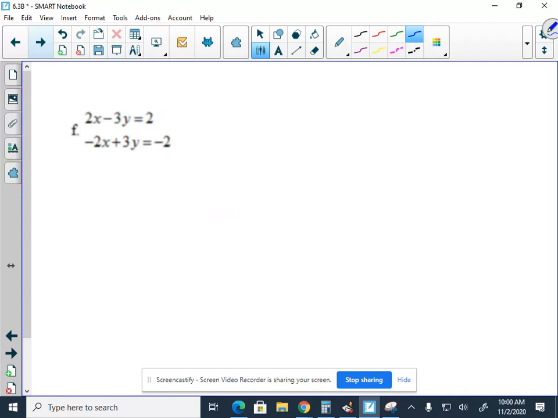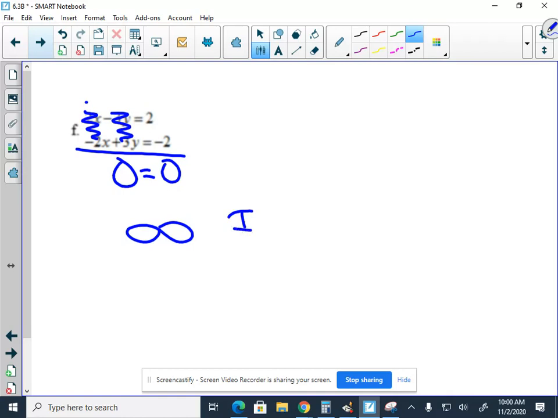This one, notice 2x minus 2x, eliminate, 3y minus 3y, eliminate, we get 0. What's 2 minus 2? 0. So now what happens if they're the same? Then we say there are infinitely many solutions, or infinite. Okay?